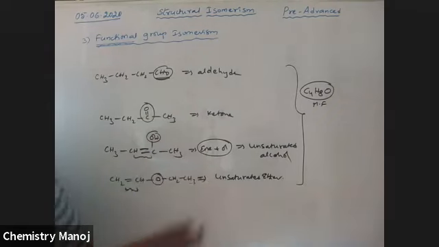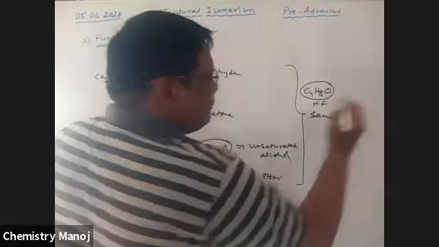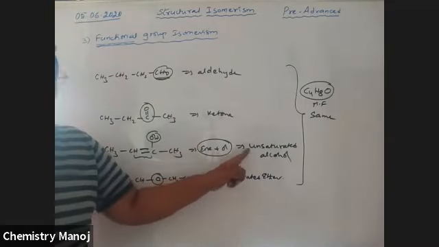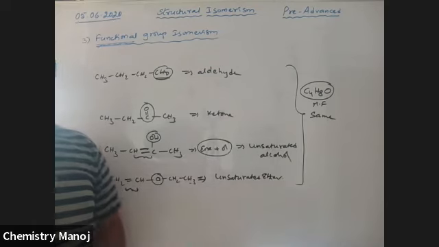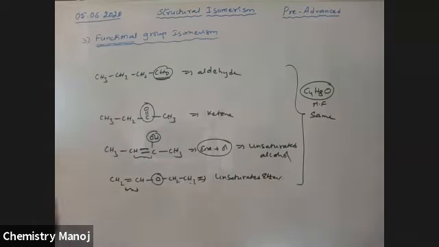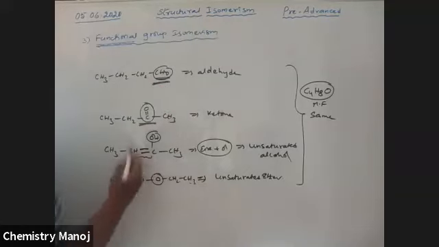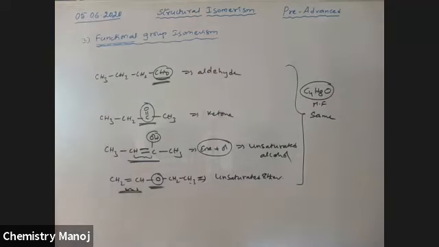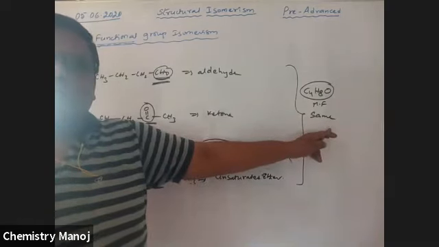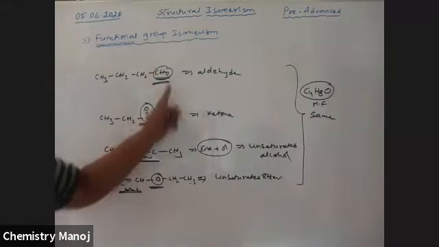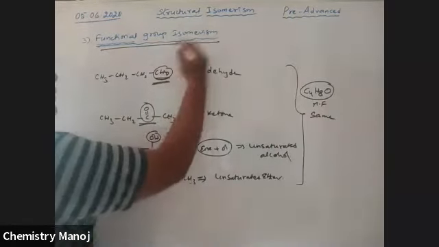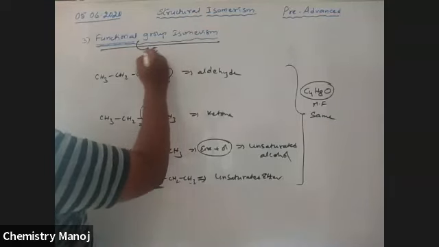That means all these compounds have the same molecular formula, but one is an aldehyde, one is a ketone, one is an unsaturated alcohol, one is an unsaturated ester, one is an unsaturated ether. So all these have different functional groups. The functional groups are not the same, but the molecular formula is the same. Compounds having different functional groups but the same molecular formula show functional group isomerism, and they are called functional group isomers.